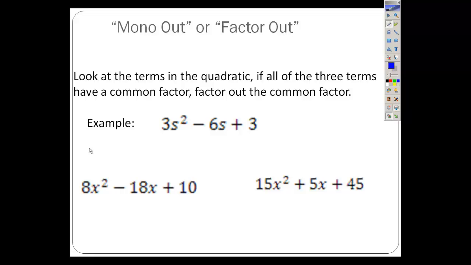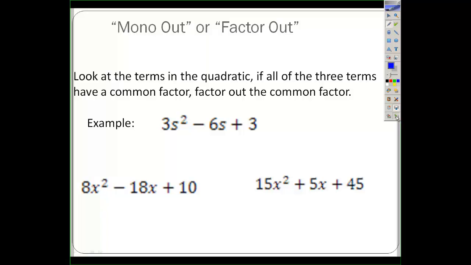And so, the first thing I want to remind you of is what mono out is, okay? Mono out, or factor out, is where you look at all the terms and you see what they have in common, you pull that common term out, all right? It's like the opposite of a distributive property, okay? So, if, for example, all the terms you notice have something in common.